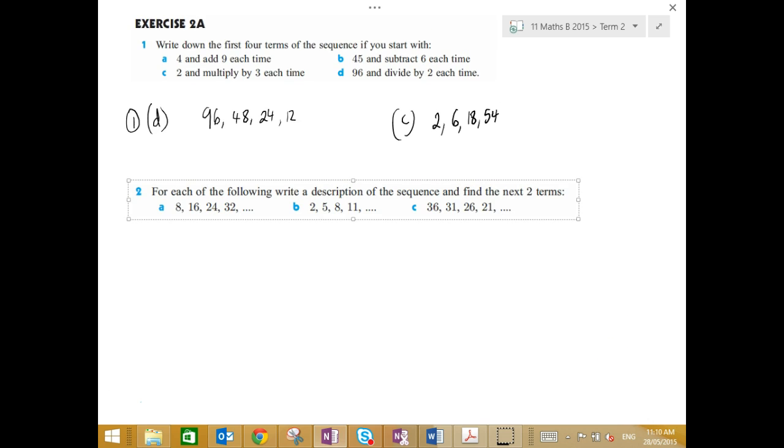Write down the first. We're doing number sequences, chapter 2. They're really easy. There's the first question. I think you can figure them out. Question 2. For each of the following, write a description of the sequence and find the next two terms. Anyone want to pick A, B, or C to do? Okay, let's do C. I don't think we need to do all of them. So C it is. Describe the sequence. Start at what?